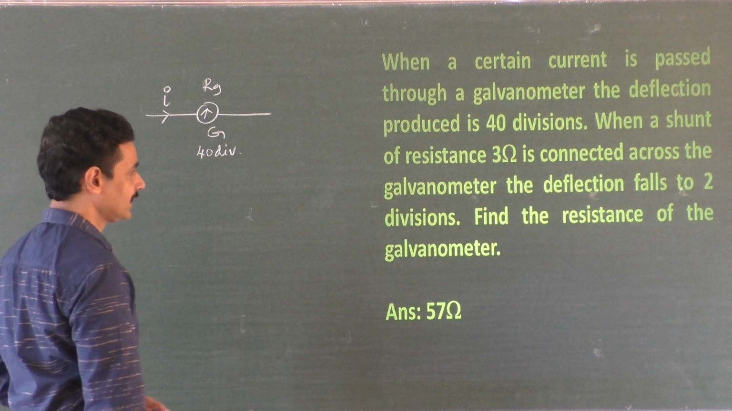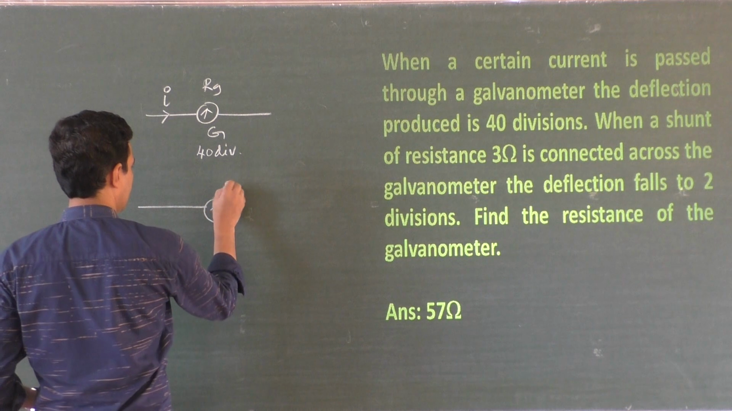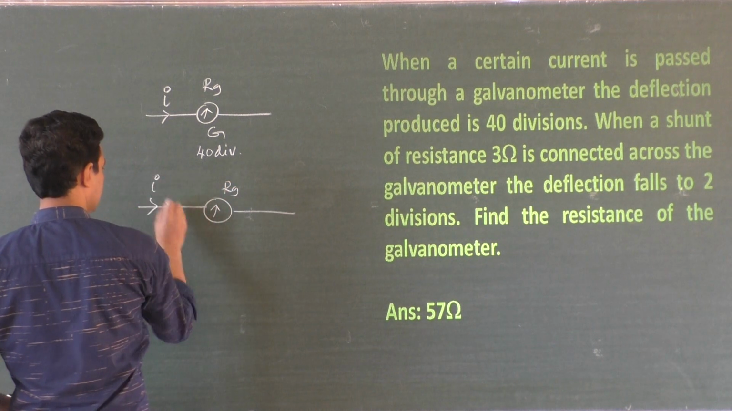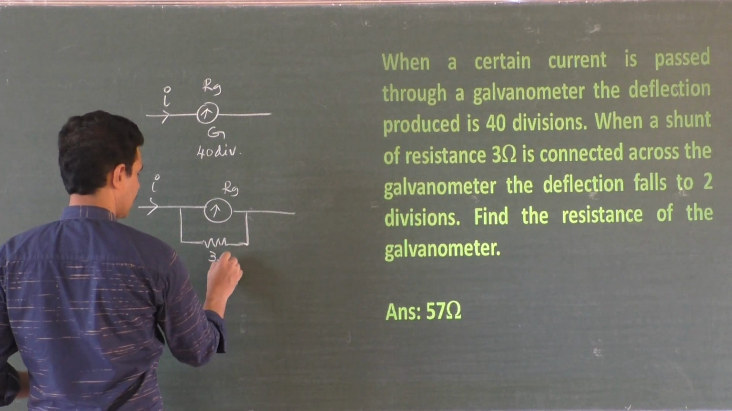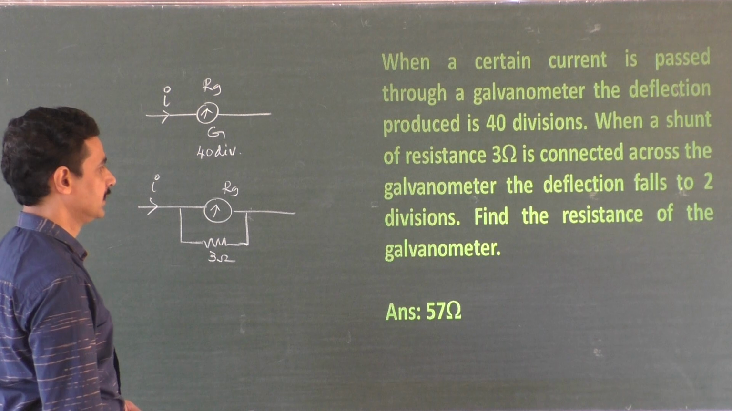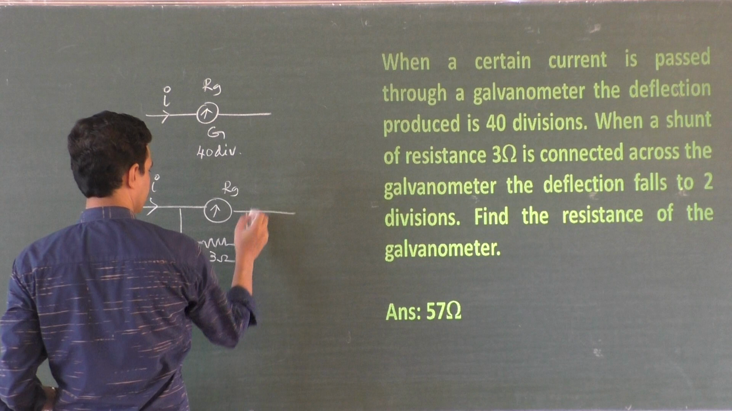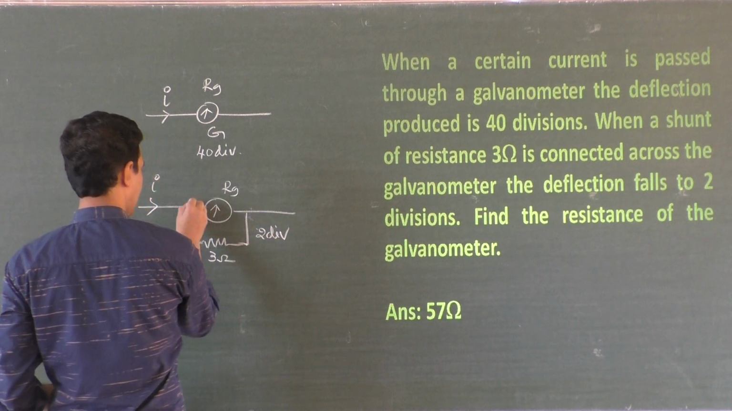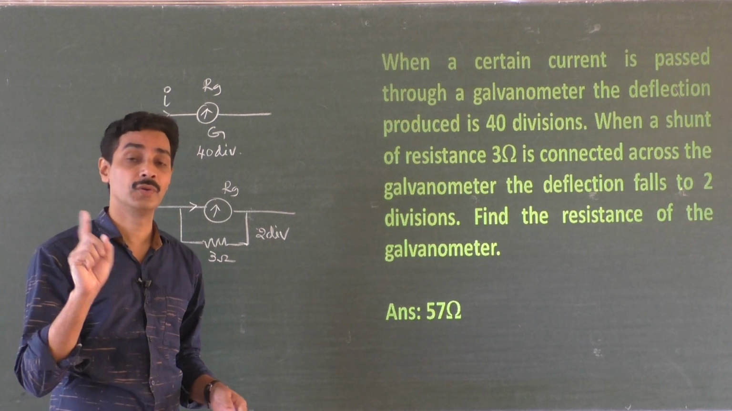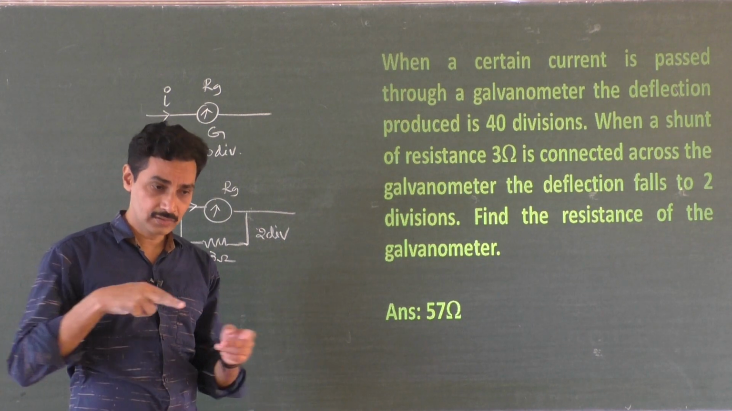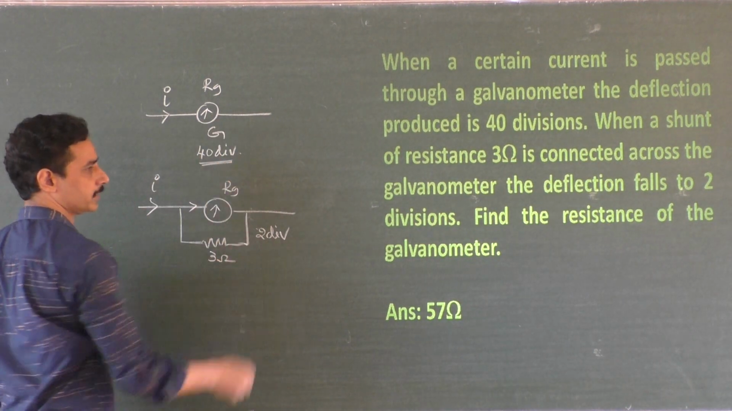Right. When a shunt of resistance 3 ohm is connected across the galvanometer, so in the same situation, same Rg, same current, but we will have a bypass now, the deflection falls to 2 divisions. Now it is only 2 divisions deflection. That means current through this, because the deflection, if at all there is deflection, is shown by the current through the galvanometer. Because current through the galvanometer deflects the coil. Here that full current is passing through the galvanometer, so it was able to produce 40 divisions.